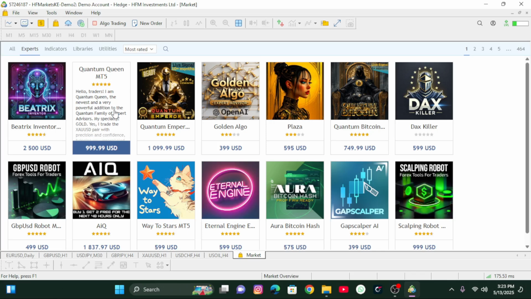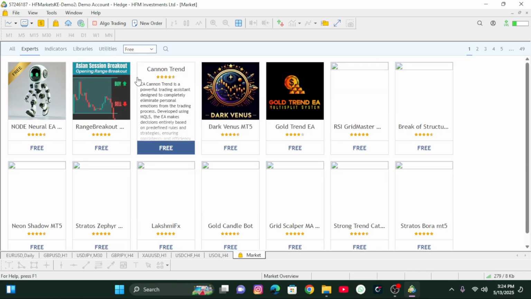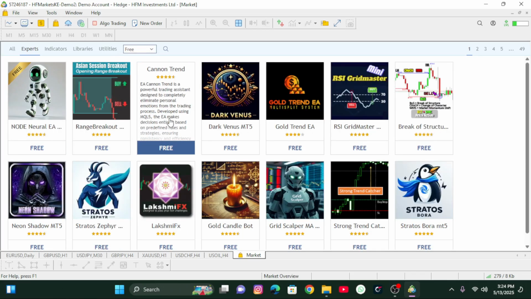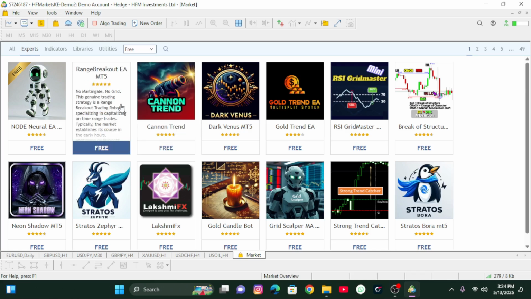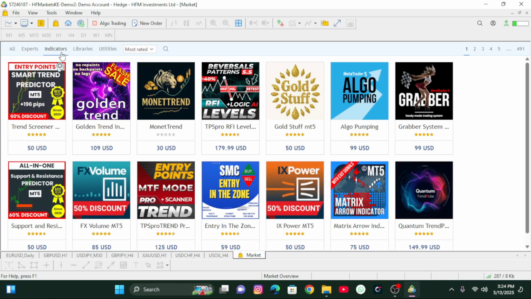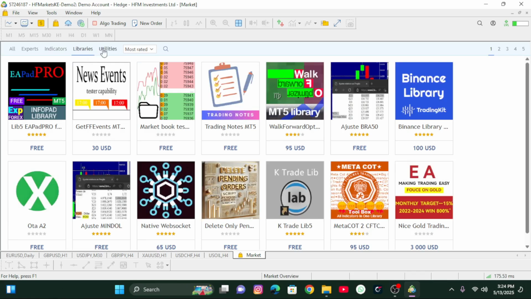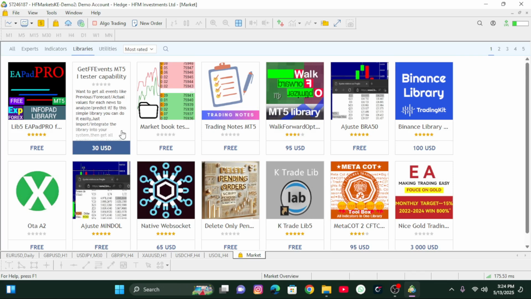Also, there are bots that can be used for free. When you come to this drop down menu here, you will see there is a free option. When you click free, you'll see, like for this one, range breakout trading bot, that this is a trading bot that is used to trade breakouts only. But for us, our interest today is indicators. Also for indicators, there are indicators that are for free and the ones that are paid for. You can also come to the libraries and check them out.